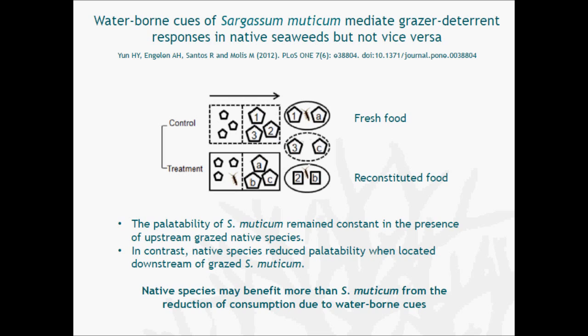And of course, between them also, we studied several species. But this is the important thing: native species actually benefit more than Sargassum muticum from the reduction of consumption due to waterborne cues. So the native species detect the signals and they can react so that they are less eaten by the herbivores. And Sargassum muticum doesn't understand the language of these new sites. Okay? So here there's an advantage for the native species.